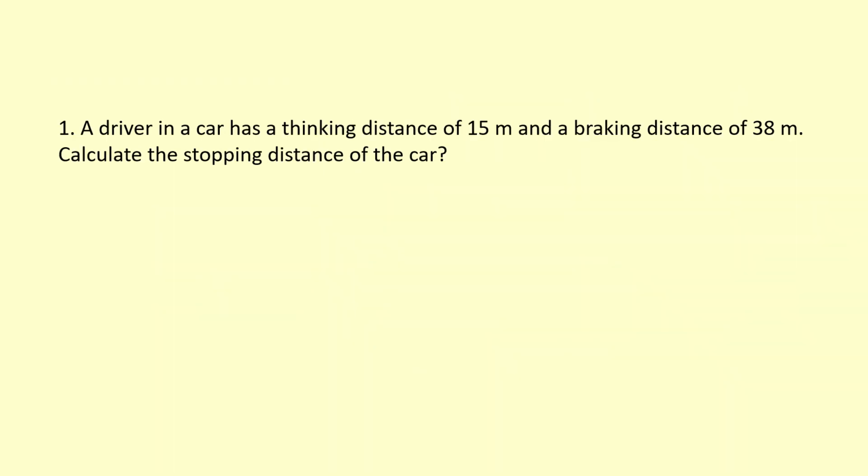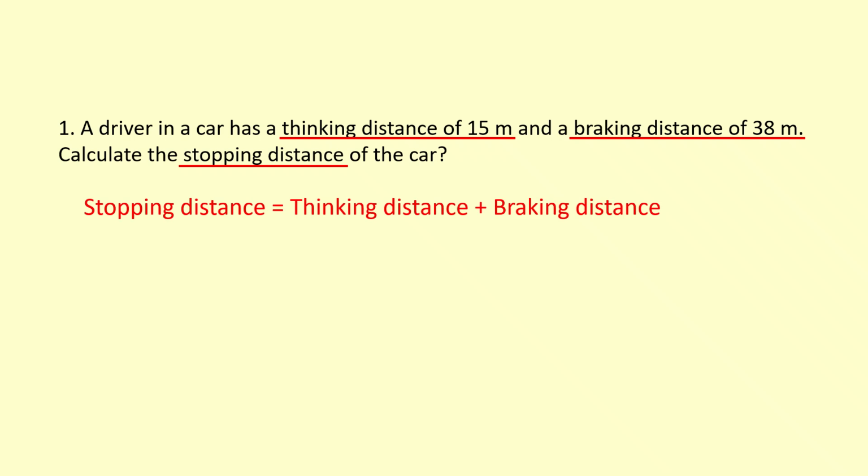Example number one, a driver in a car has a thinking distance of 15 meters and a braking distance of 38 meters. What is the stopping distance? Now remember, stopping distance is the thinking distance plus the braking distance. So add these two numbers together and you get 53 meters, which is the total stopping distance.